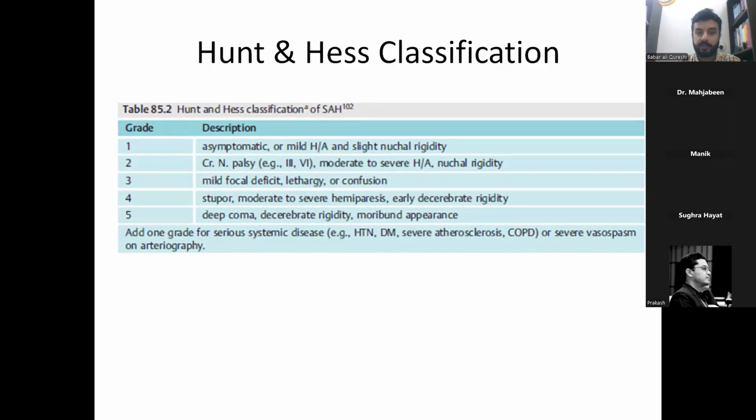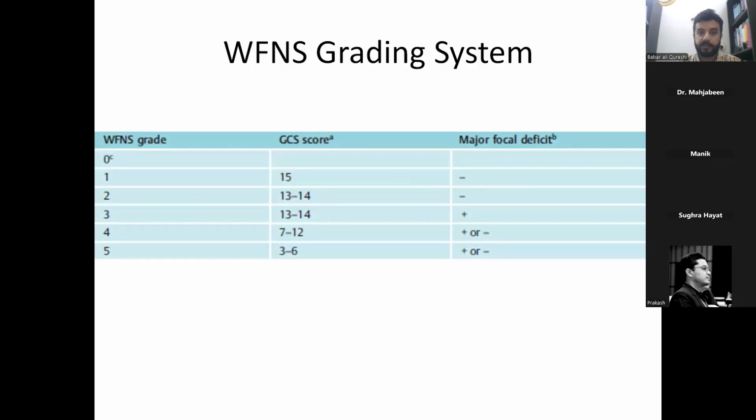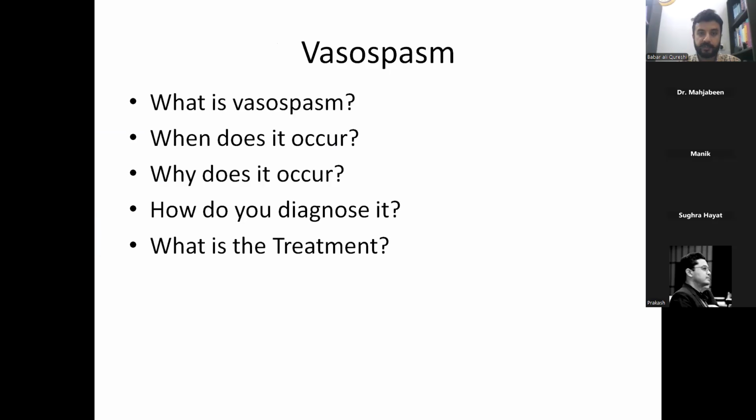Another important implication of the Hunt and Hess classification is regarding vasospasm. This is the WFNS grading system. So all three grading systems, the Hunt and Hess, WFNS, as well as the Fisher grading, should be on your fingertips.